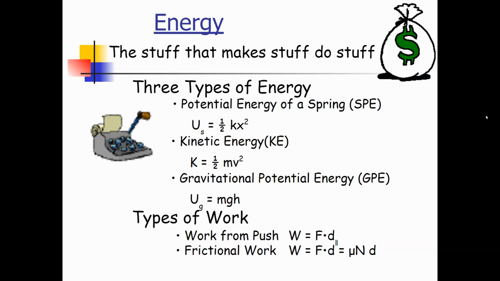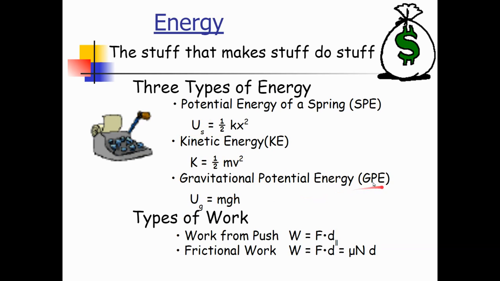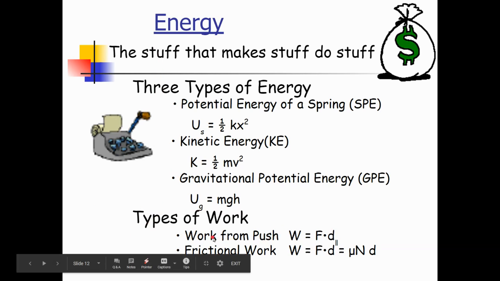So we're going to continue by talking about types of energy and types of work. The three types of energy that we're going to be talking about today are spring potential energy, kinetic energy, and gravitational potential energy. There are other kinds, but these are the three that we're going to care about. And then there are types of work. You can either have work from a push or pull, or you can have work due to friction.